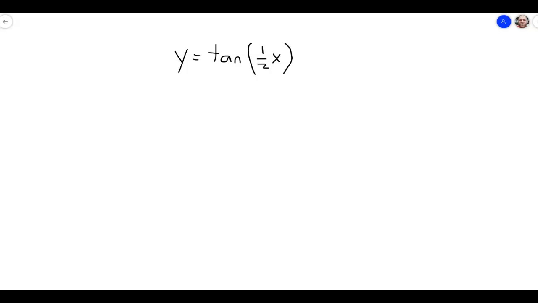Hey everybody, this is Mr. Beckstrom, and today I want to take a look at an example of one of the review questions for Test 2. This is from section 6.5, page 429, number 22.